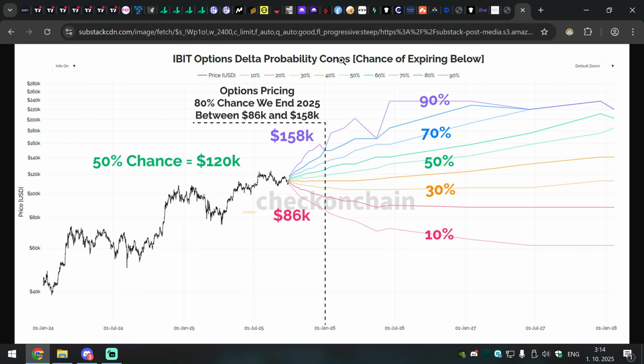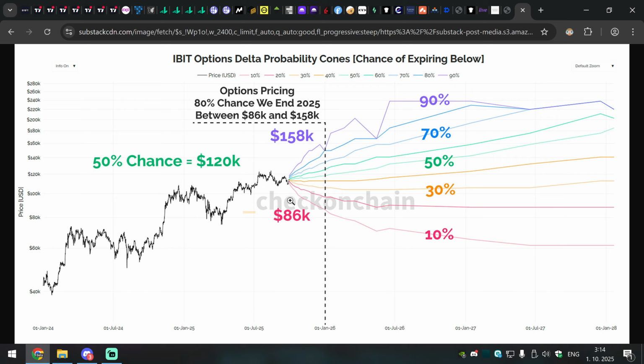This is very useful for you to have realistic expectations from the market. Again, options are extremely powerful. Once I master them properly, I will be just passing you knowledge. But right now we have 80% chance we will end 2025 between 86,000 and up to 158,000. So very, very interesting expectations.